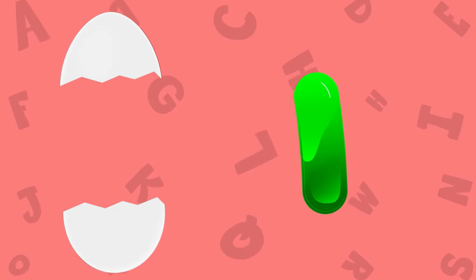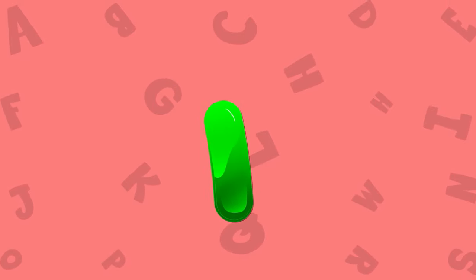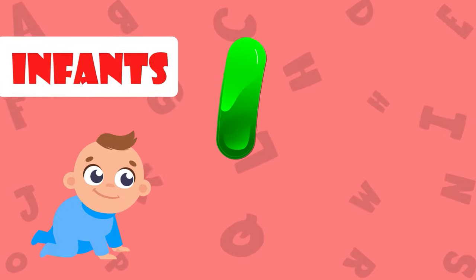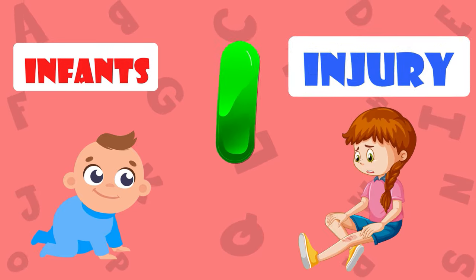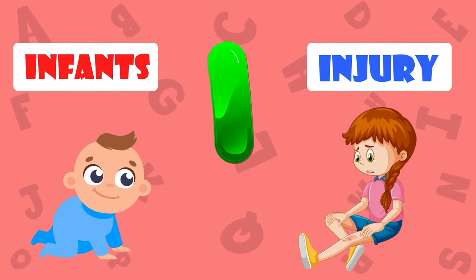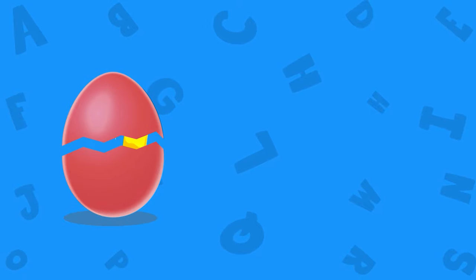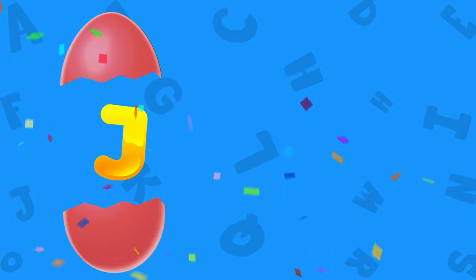Inside the white egg, there is the letter I. I is for infants. I is for injury. Now let's open the red egg and see what's inside. Open, open, open! Surprise! It's a letter J.